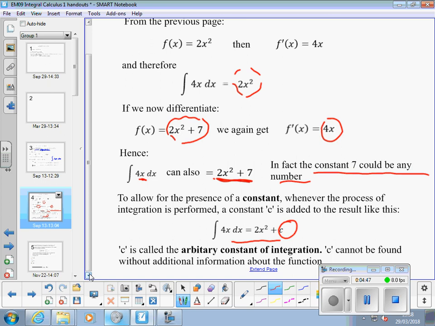C cannot be found without additional information. So if you're given boundary conditions to enter into the function that you've integrated, you can then rearrange that and perhaps find the constant C. But if you don't have that, then the constant of integration is there. And if you're doing indefinite integrals, which these are, if you leave the constant of integration off in your answer, then you're going to lose a mark, because it is important that it's there.